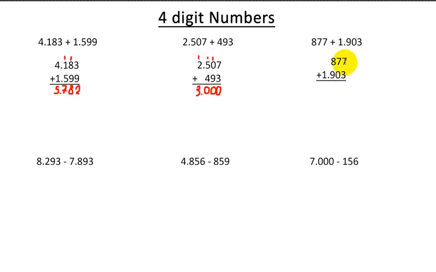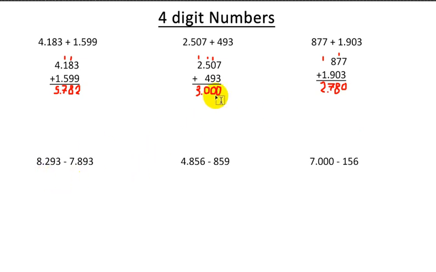So let's start here. We have 7 and 3. 7 and 3 makes 10. So I write 0. Carry 1. 7 and 0 makes 7, and 1 that I carried over makes 8. 8 and 9 makes 17. I write 7, carry 1. 1 and 1 makes 2. So my result is 2,780. Great, let's move on.